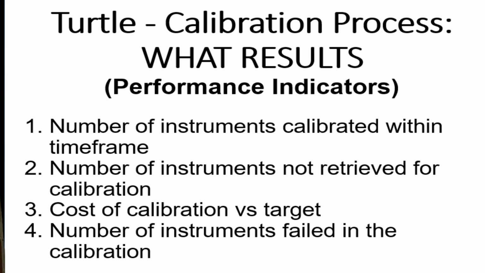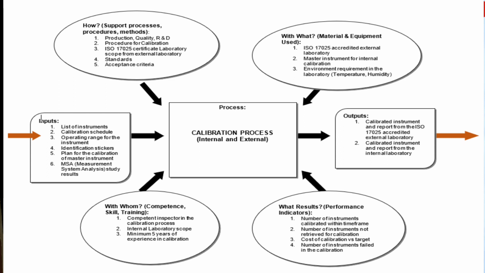It can be an efficiency indicator or an effectiveness indicator. Now these indicators can be the number of instruments calibrated within a certain time frame, maybe the number of instruments which are not retrieved for calibration, the cost of calibration with respect to the target, and it can be the number of instruments which have failed in the calibration. So this is just one example with respect to the calibration process.